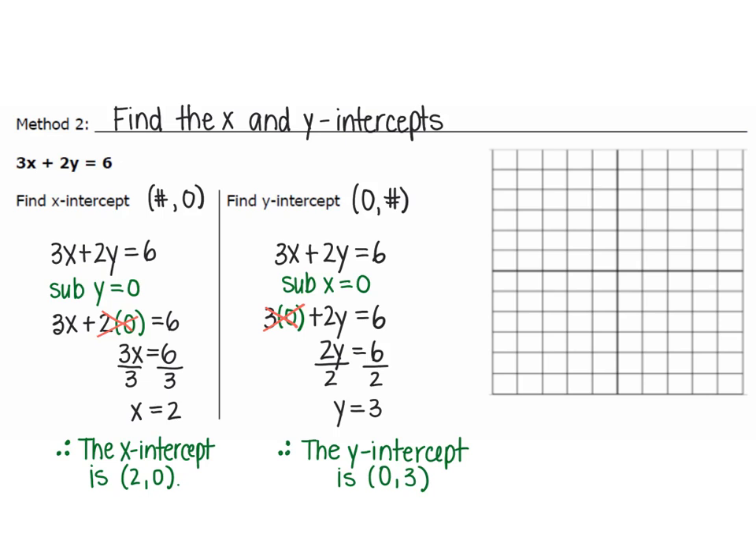We can plot both the x and the y-intercept on the grid, and this will give us 2 points through which we can draw a line and put arrows on either end, and we will have our line graphed. So in either case, we can end up with our line graphed, whether we do it by rearranging in method 1 or by finding the intercepts in method 2.